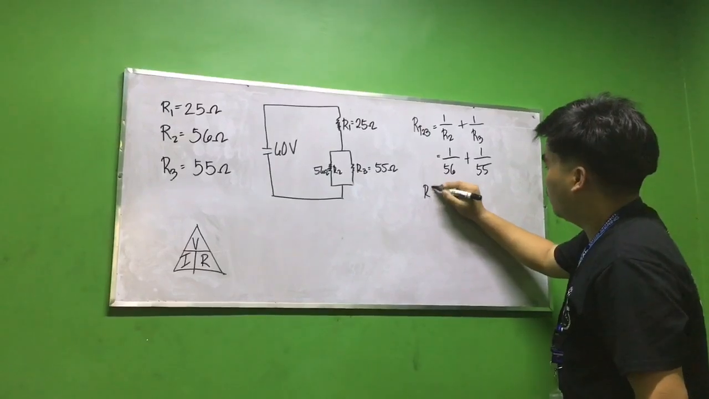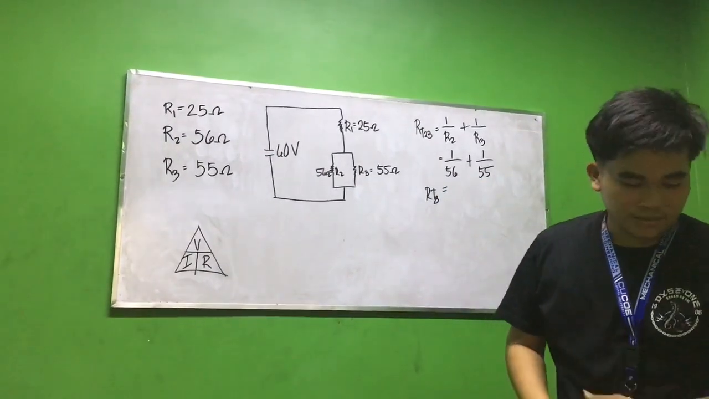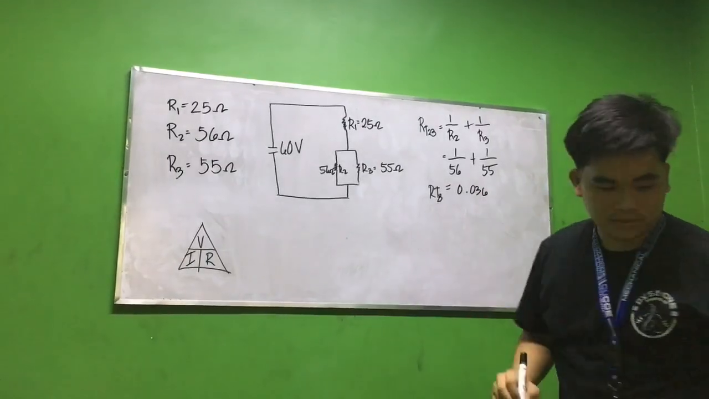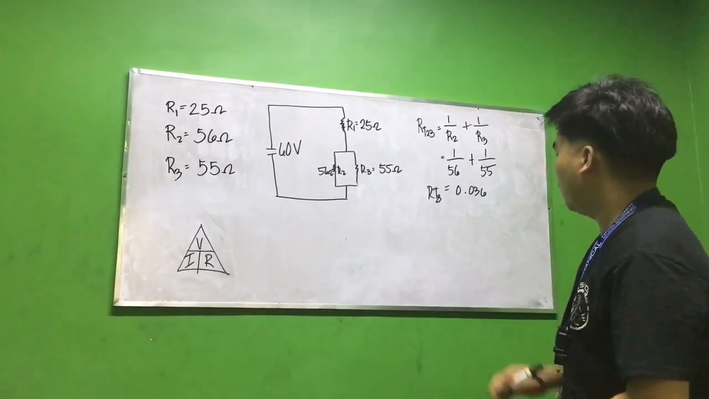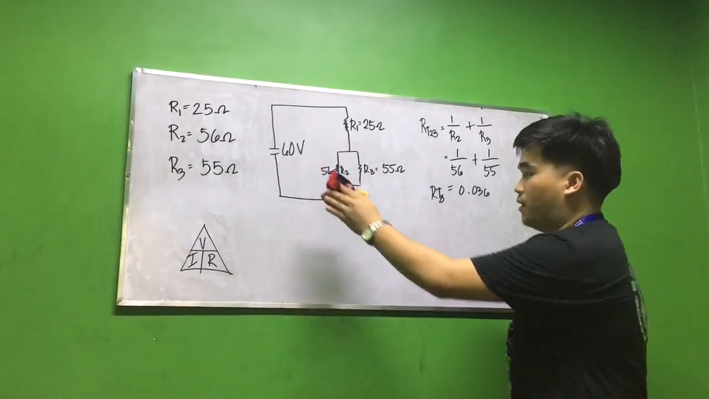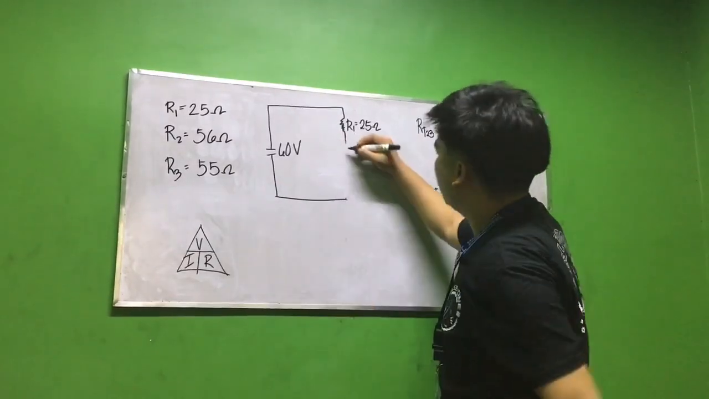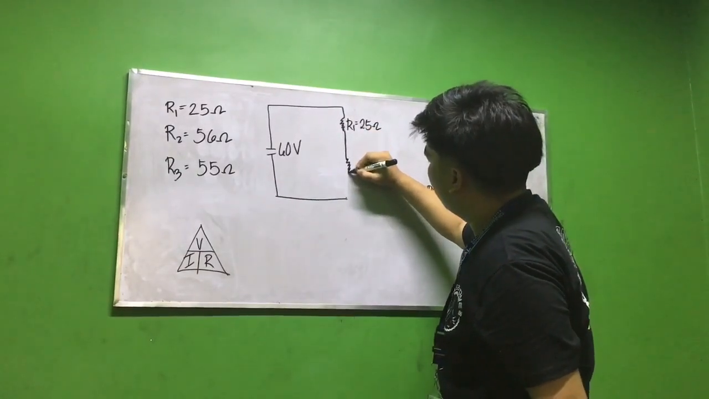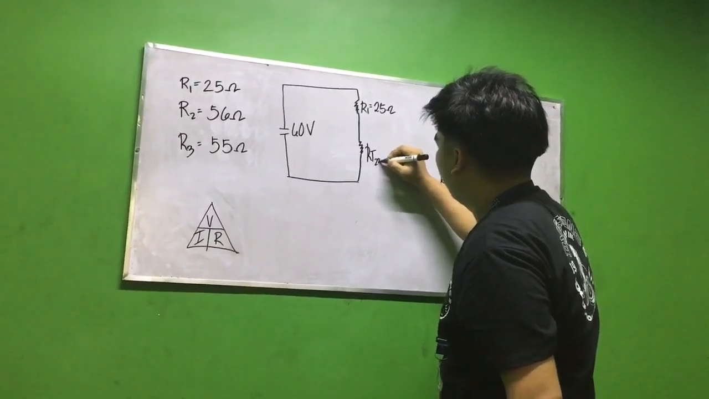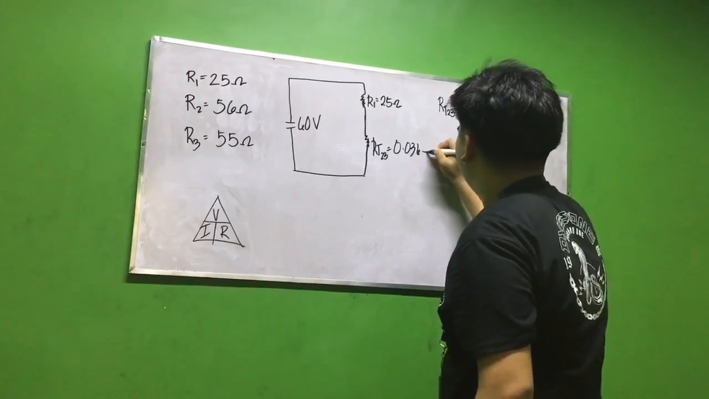So the total resistance is 0.036. So now we have the R total of 2 and 3. Next we have to change this diagram into a series circuit. RT will be 0.036 ohms.